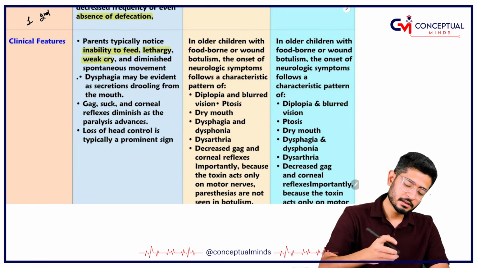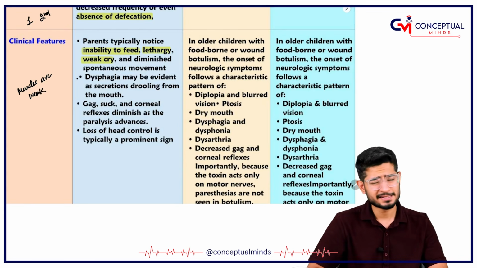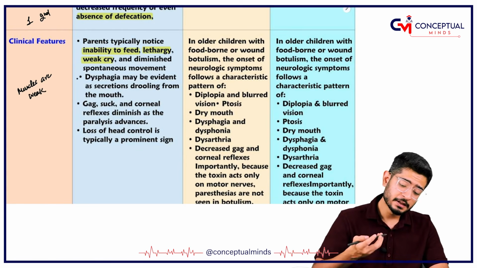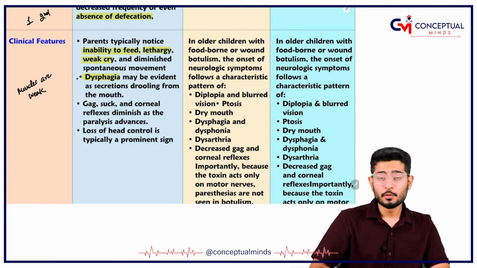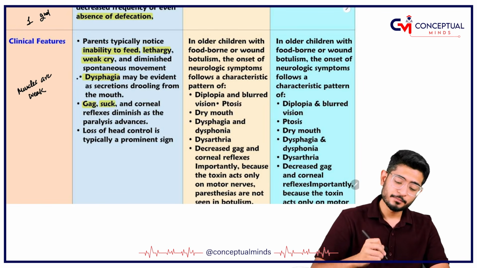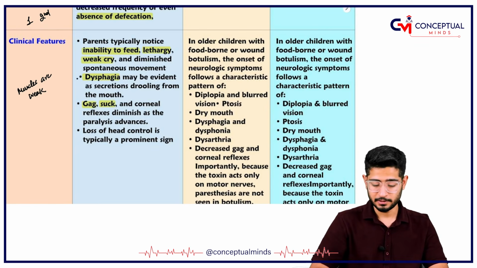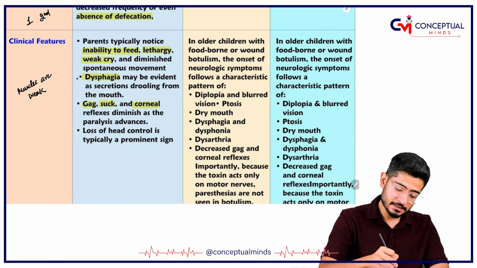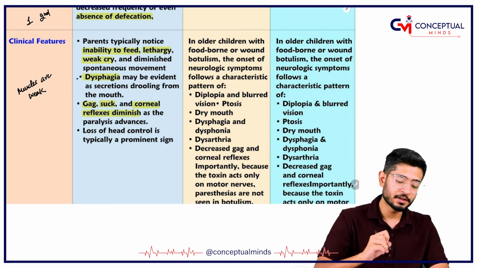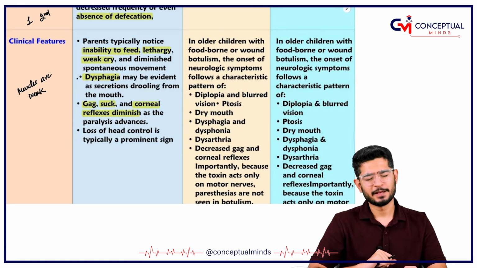And what happens is that the muscles are weak. Because this involves the CNS, the nerves are not stimulating the muscles, so muscles are weak. That's why there will be dysphagia. Why will there be dysphagia? The patient is not able to perform the gag reflex and suck reflex properly, so the child is not able to eat properly. And of course the corneal reflexes are also diminished, because botulism is something which is going to involve your central nervous system.